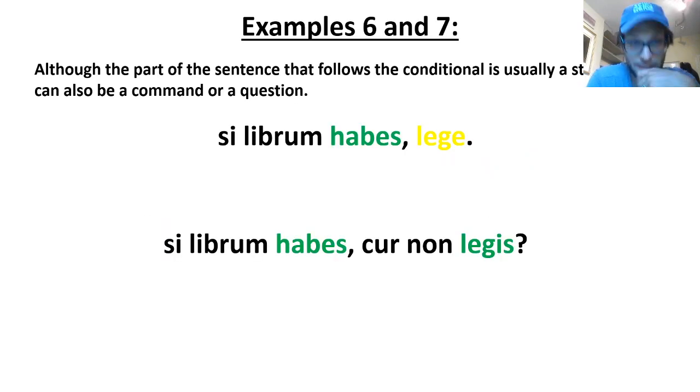Example 6 and 7. Although the part of the sentence that follows the conditional is usually a statement, it can also be a command or a question. So our first one, si librum habes lege. We know that lege is a command, it's an imperative. We've got 20 seconds.